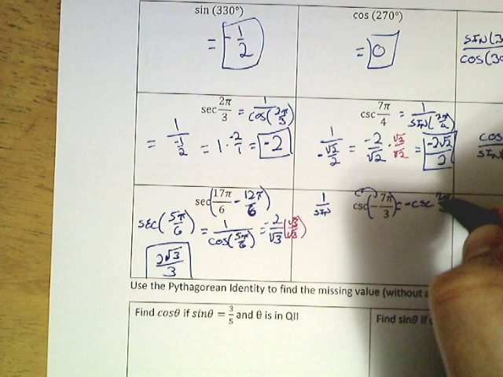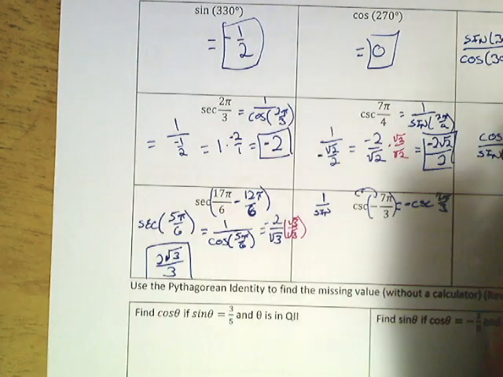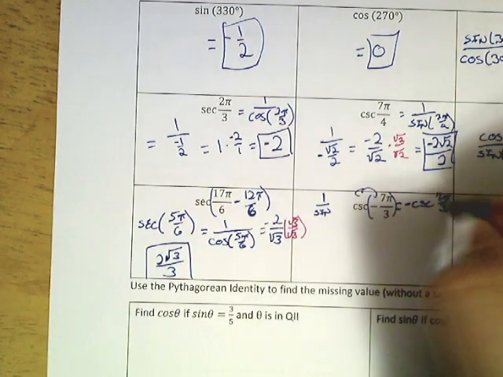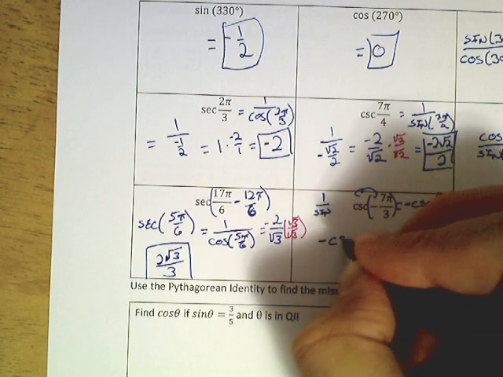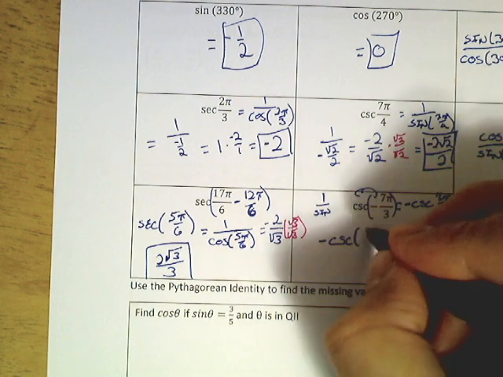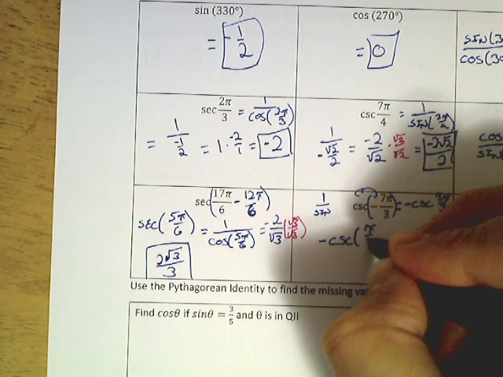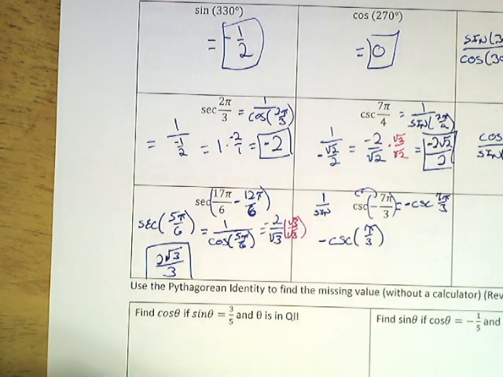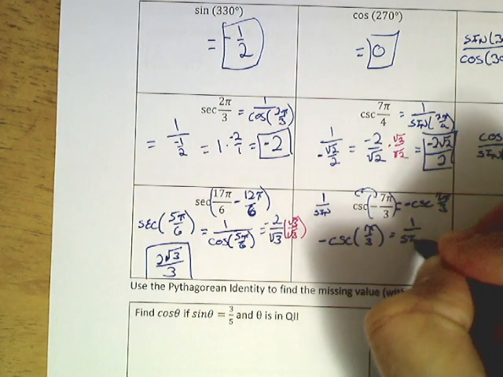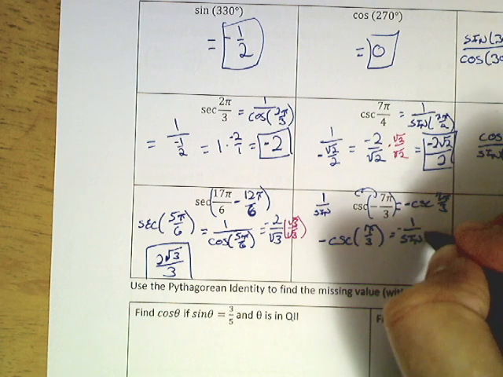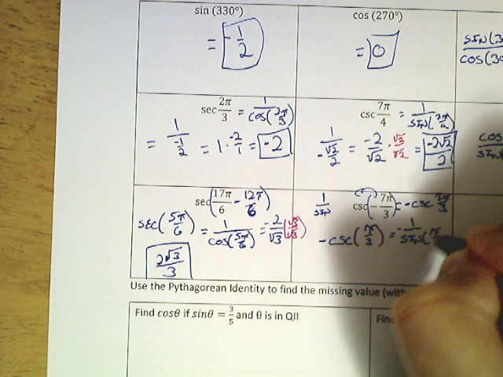Then we can subtract 2 pi. So we're going to subtract 6 pi over 3. 7 minus 6 is 1. So what we're looking for is negative cosecant of pi over 3, which is equal to negative 1 over sine of pi over 3.